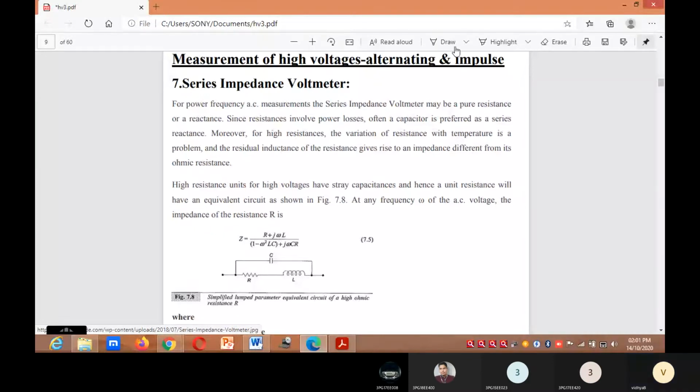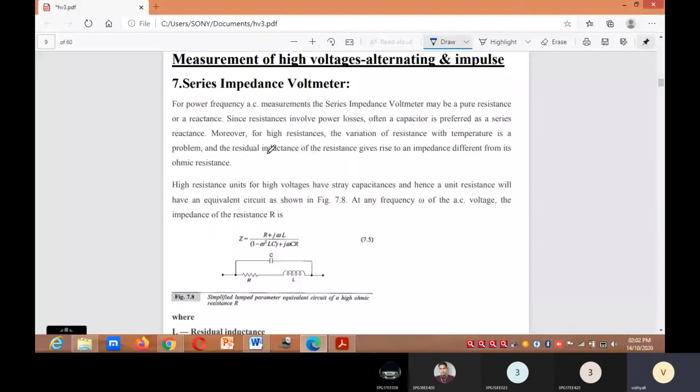In this topic, for power frequency AC measurements, the series impedance of the voltmeter may be pure resistance or it may be reactance. Since resistance involves power losses, the capacitor is preferred as a series reactance. Moreover, with high resistance, the variation of resistance with temperature is a problem, and the residual inductance of the resistance gives rise to an impedance different from its ohmic resistance.